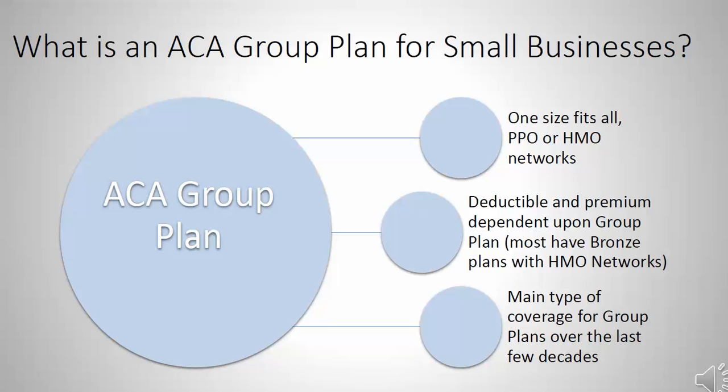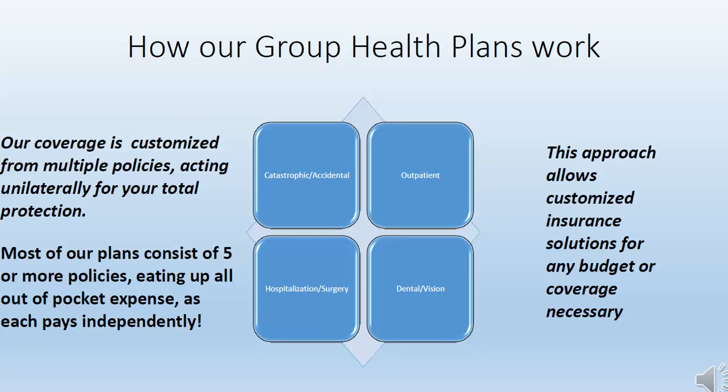From here, what I want to do is discuss the benefits of the private plan compared to the ACA plan for small businesses to really paint the picture of what we can do for small businesses. Our plans work by issuing multiple policies that act unilaterally or create a web of protection for each of your employees. Typically, we break down the policies into 5 or more policies.